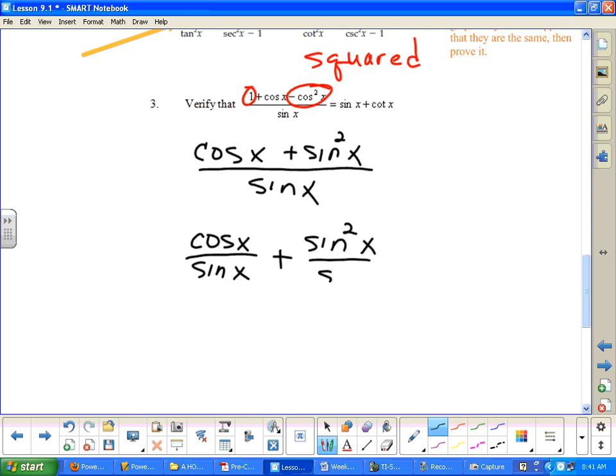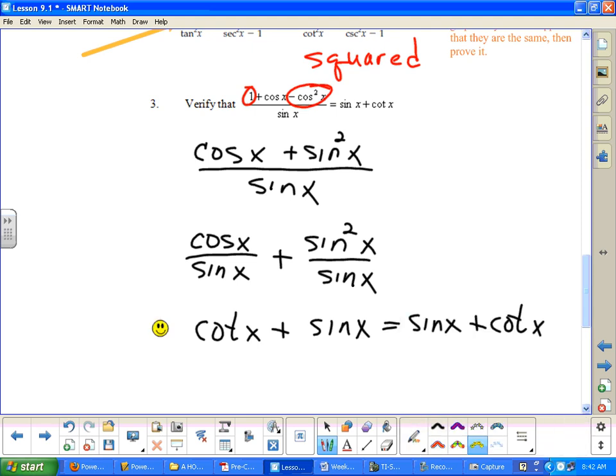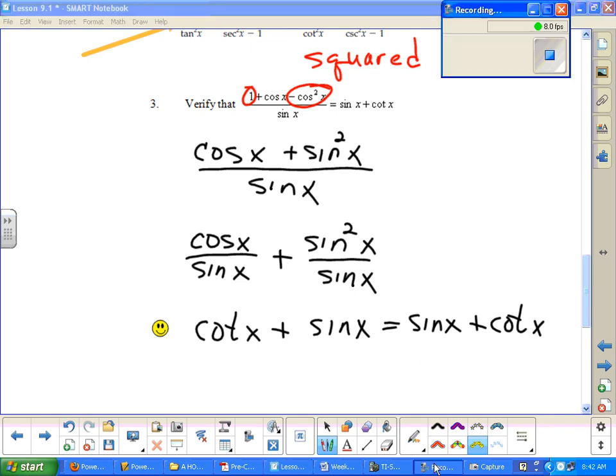And different things you're going to want to do is that whenever you have a single fraction, lots of times you're going to end up pulling it apart, making it two separate fractions. If you have two separate fractions, then lots of times you may end up putting them together to be one fraction. So this is cotangent of x plus sine of x equals sine of x plus cotangent of x. And it did not matter which way you did it. Both of those processes of getting to the answer are correct.